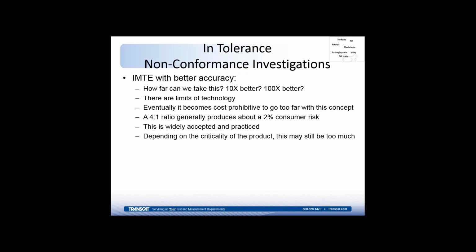If you have a very critical product, 2% consumer risk may still be too much. So understanding all of these concepts and applying them to what you're trying to do, that's really what it has to come back to. What are you trying to do in the manufacturing process? What are you trying to measure? And what are you calling a suitable instrument for that measurement?